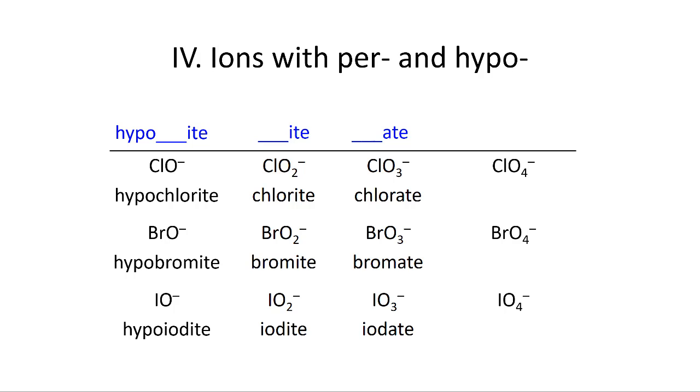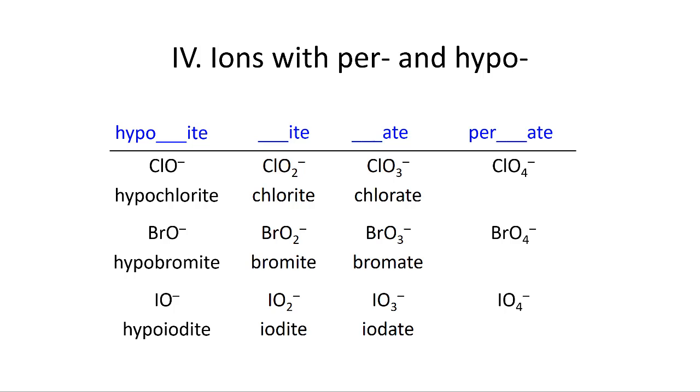So how are we going to denote that we've added even one more oxygen than chlorate? If ate means that I have more oxygens, how can I say I have even more oxygens? You might think that you would say hyper, because that's the opposite of hypo. Like if a kid is hyperactive, they're extra active. They have extra activity to them. So we could call it a hyperchlorate. However, for some reason, we don't call it that.